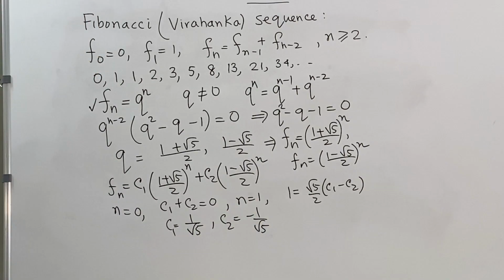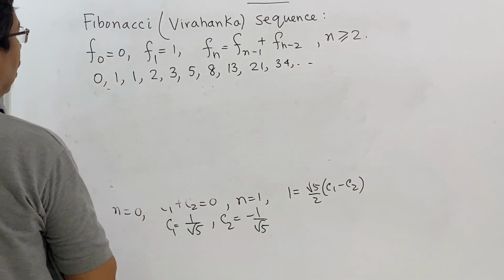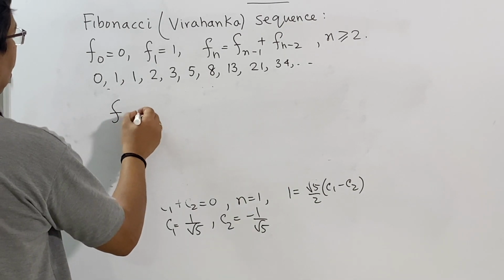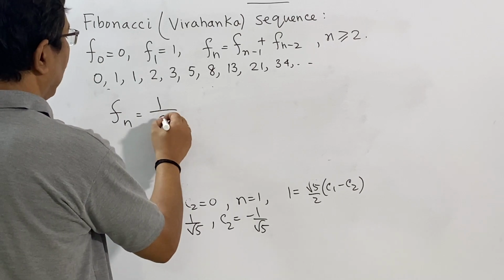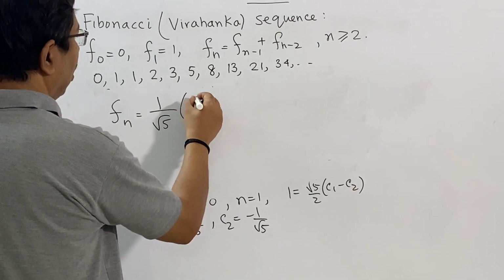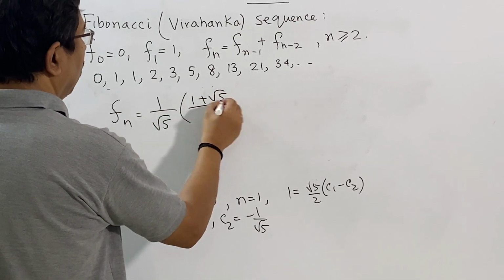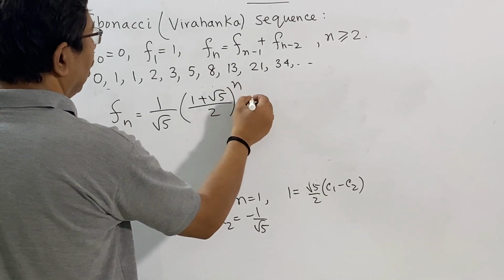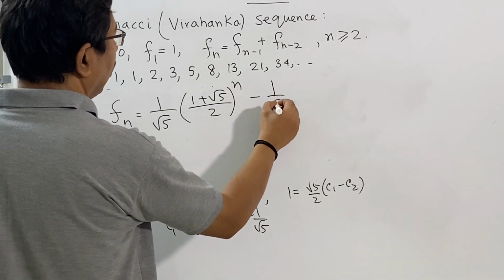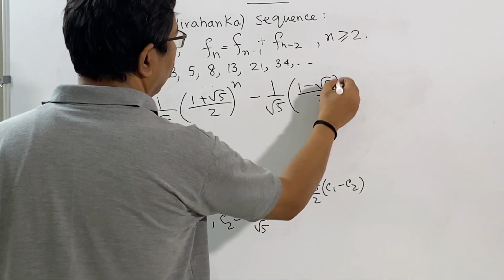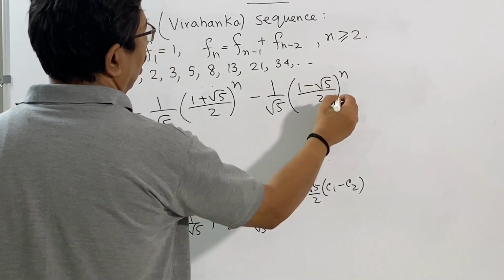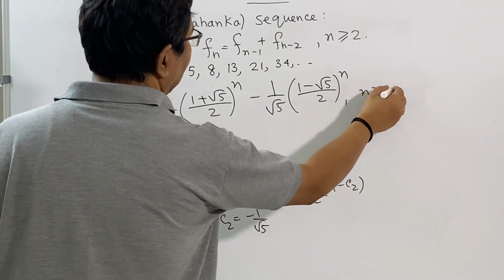Now solving, we get c1 is equal to 1 by root 5 and c2 is equal to minus 1 by root 5. So therefore, a general solution for Fn is 1 by root 5 into ((1 plus root 5) by 2) to the power n minus 1 by root 5 into ((1 minus root 5) by 2) to the power n, and this is true for all n greater than or equal to 0.